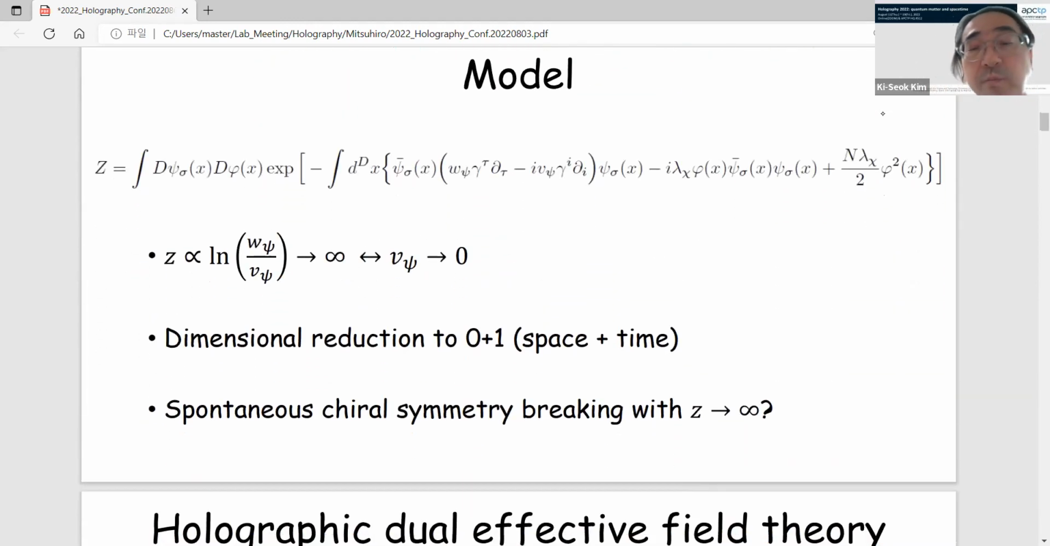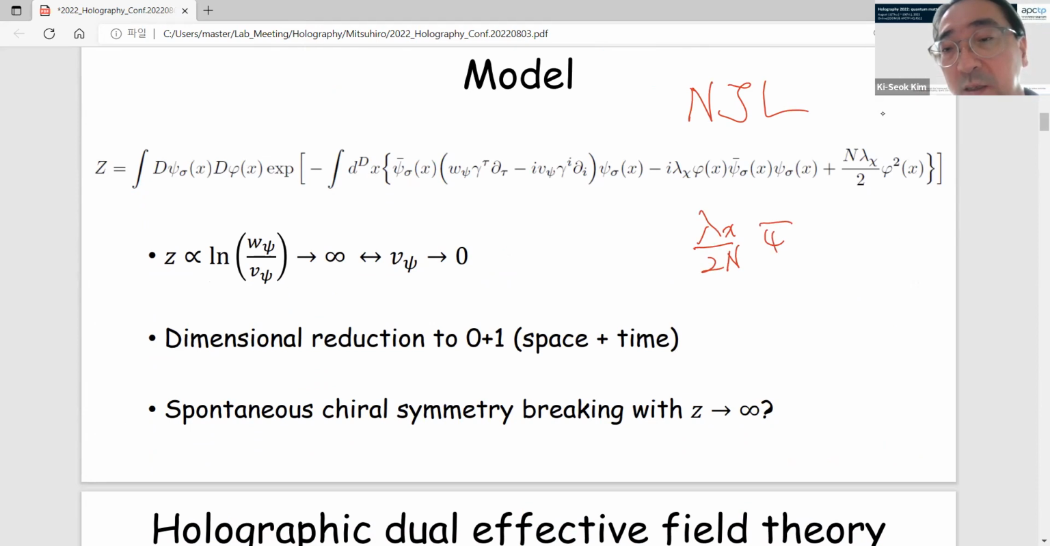So here, I will consider a very simple model. Everybody knows the Nambu-Jona-Lasinio model, the NJL model, basically. This kind of model, then a Hubbard-Stratonovich transformation. Phi is a chiral symmetry breaking order parameter. Very simple. But as far as I understand, this is not integrable.